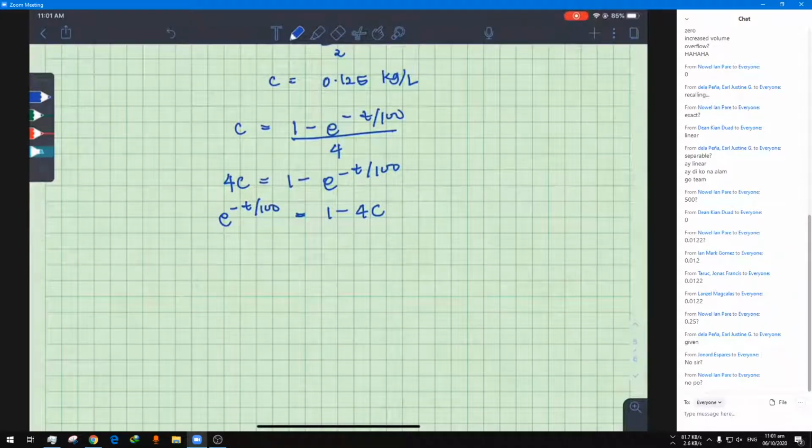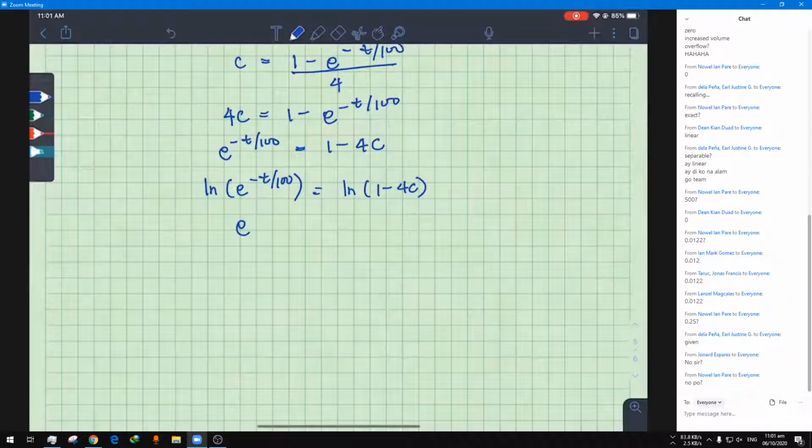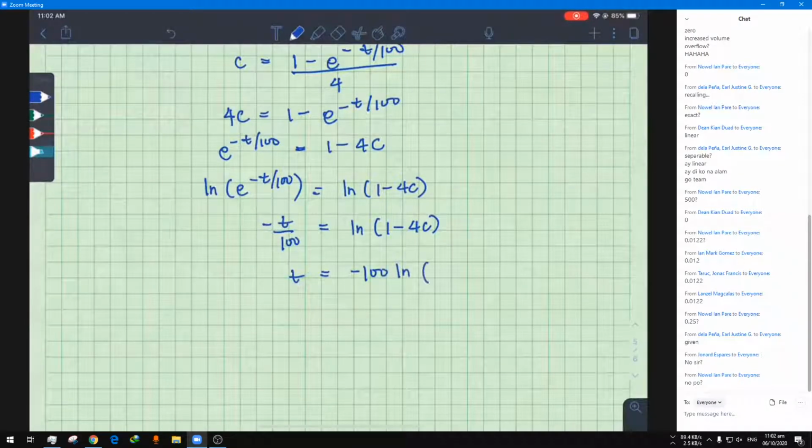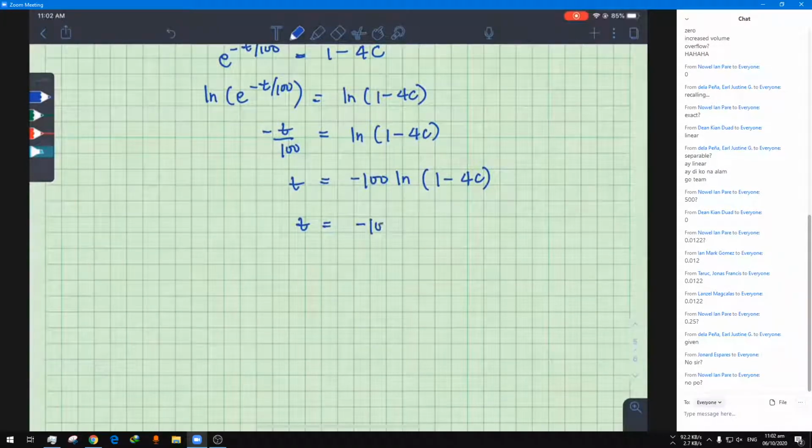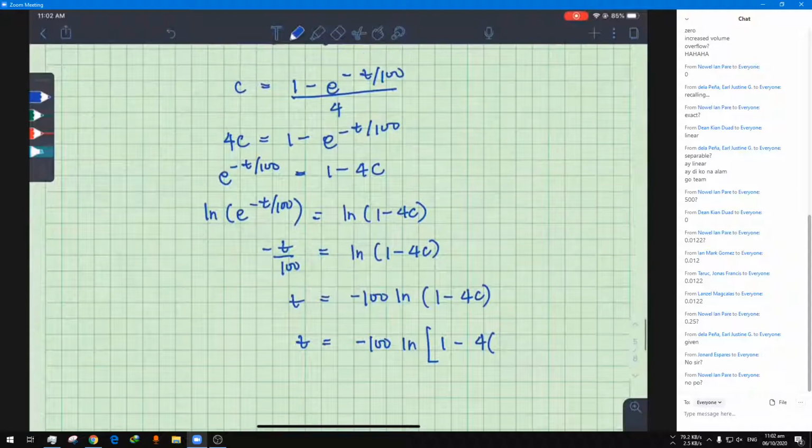Tapos take the logarithm of both sides. So ln e raised to negative t over 100 equals ln of 1 minus 4C. So negative t over 100 would be equal to ln of 1 minus 4C. Or t is just negative 100 times ln of 1 minus 4C. So t then would be equal to negative 100 times ln of 1 minus 4 times C, where C is 0.125.